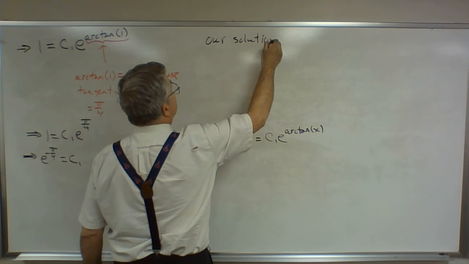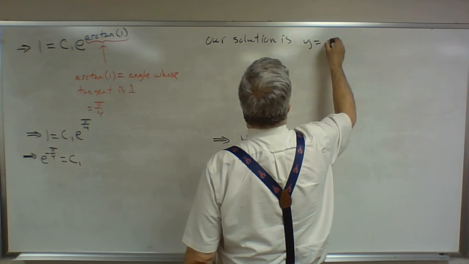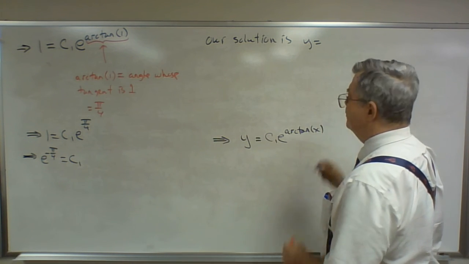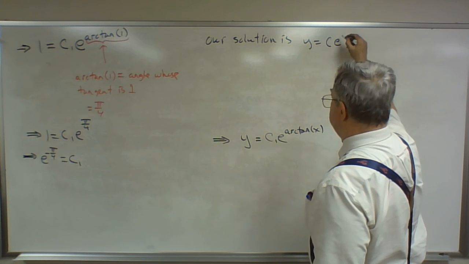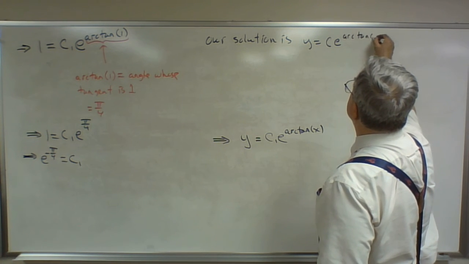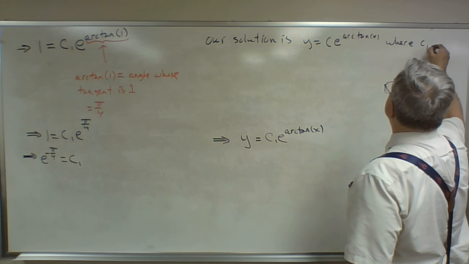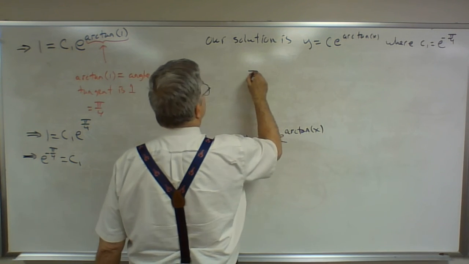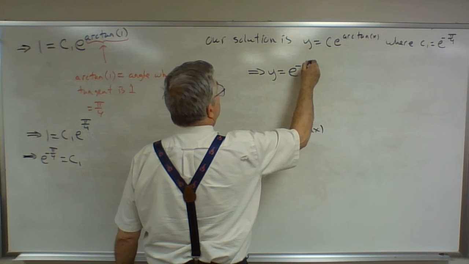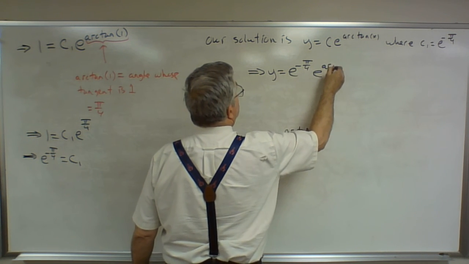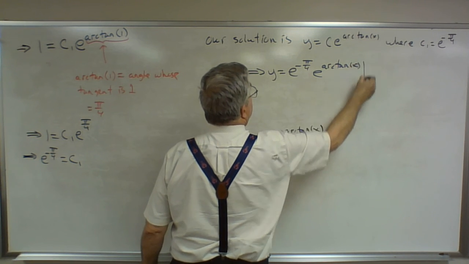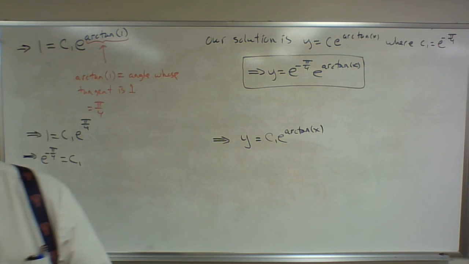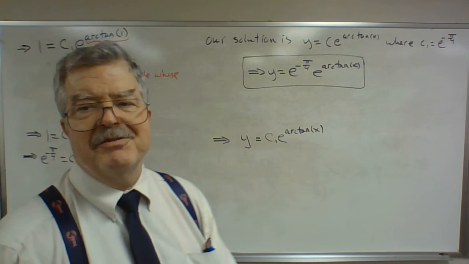Our solution is y equals C1 e to the arctangent x, where C1 equals e to the negative pi over 4. Okay. We're going to put that one to bed before I make even more mistakes.